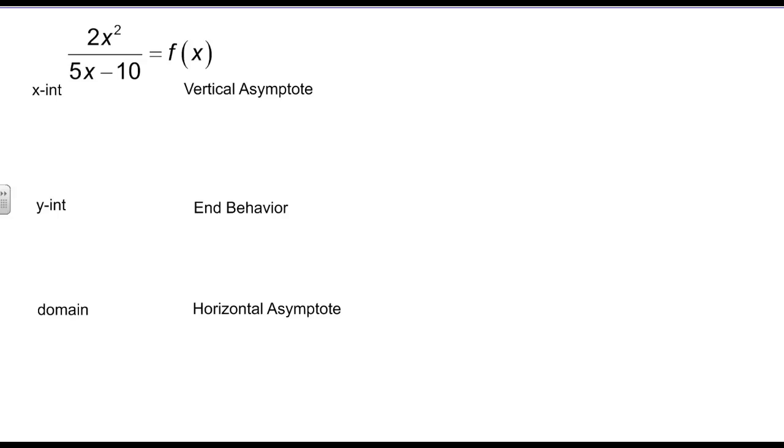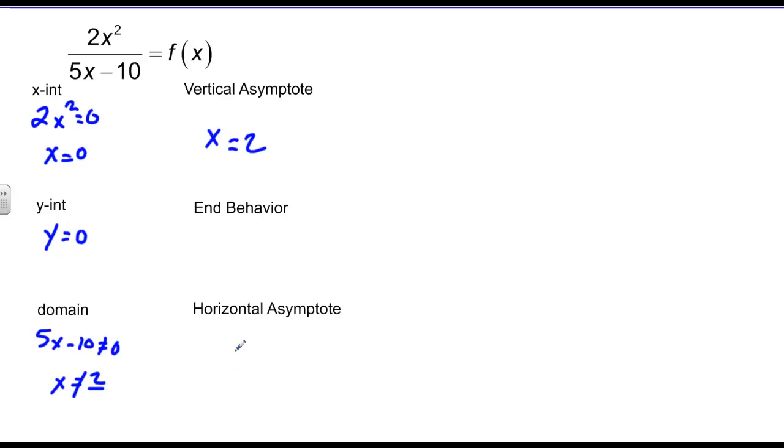Once again, we're going to find our x-intercept, setting the numerator equal to 0, which is going to be x equals 0 basically. The y-intercept is also going to be 0. Domain: the denominator cannot equal 0, so x cannot equal 2. I'm going to guess my vertical asymptote is x equals 2. End behavior, I don't know, so let's take a look at the graph.